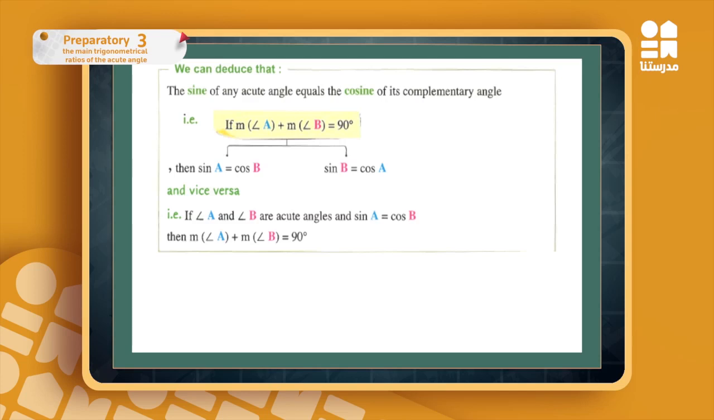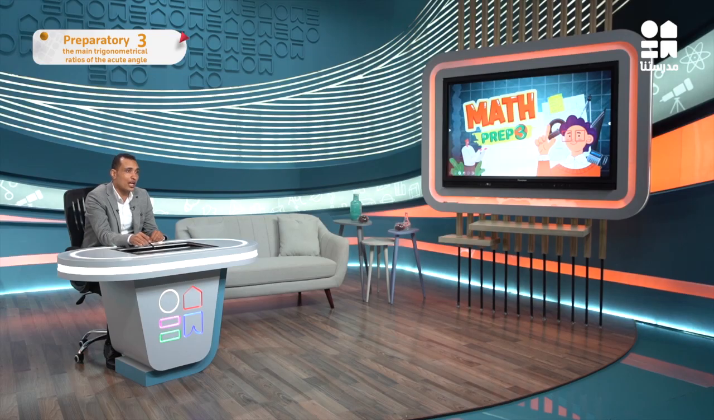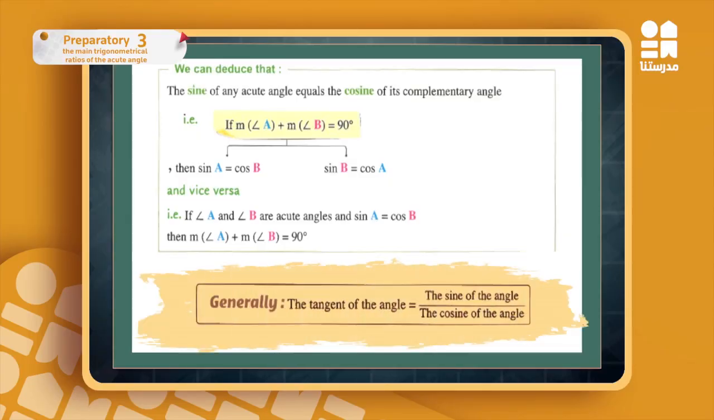In the same way, if we have two acute angles and I see that sine A is equal to cosine B, that is, if it is given that sine A equals cosine B, then the measure of angle A plus the measure of angle B equals 90, because they are complementary angles. And the last note: the tangent of an angle is equal to the value of the sine of the angle over the value of the cosine of the angle.